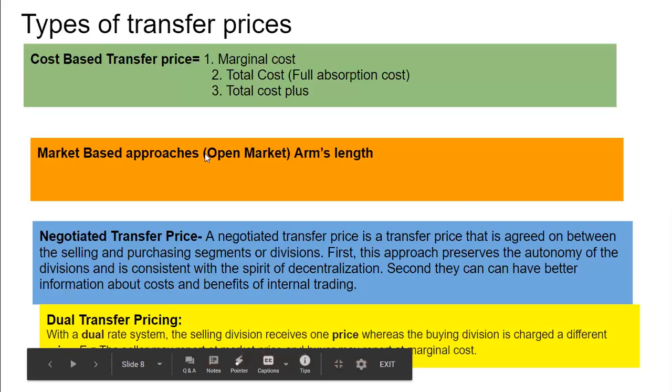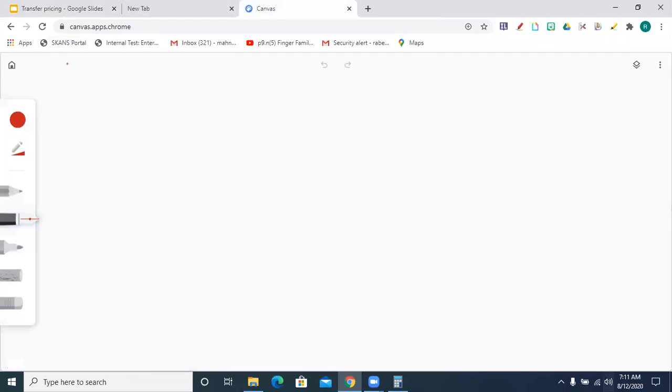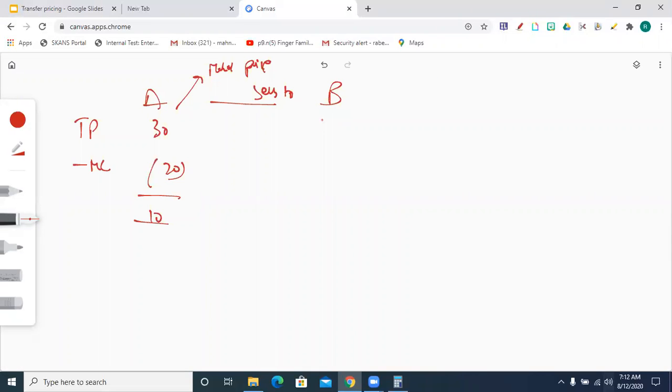Let me take it again. It would be like this: for A and B, with a transfer price of 30, A would be happy because that's what he's getting. That's basically the market price. He's selling externally at 30, but trading is going internally. A sells to B now at 30, transferring at 30. Okay, then the marginal cost is 20. Here the profit is 10.